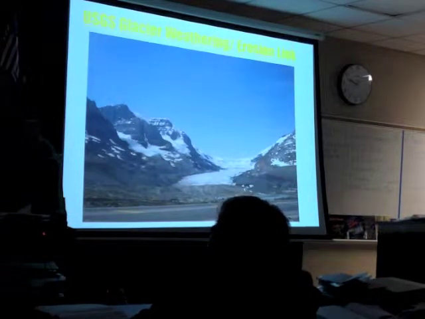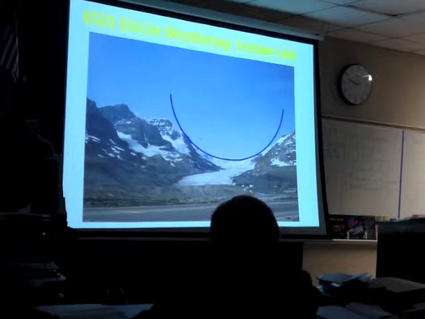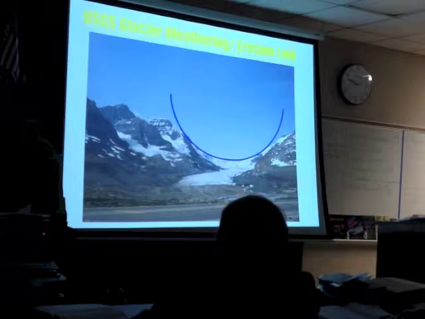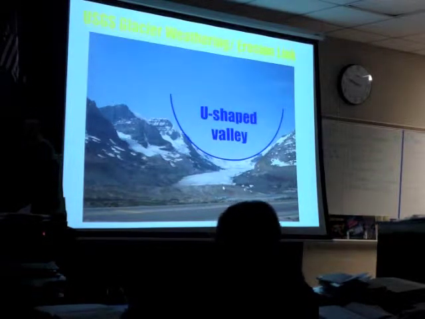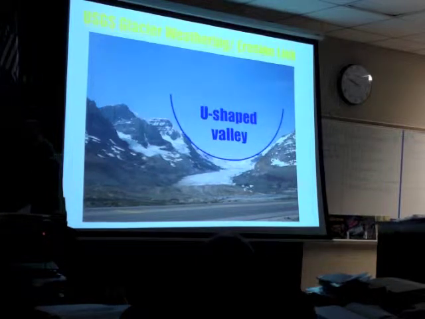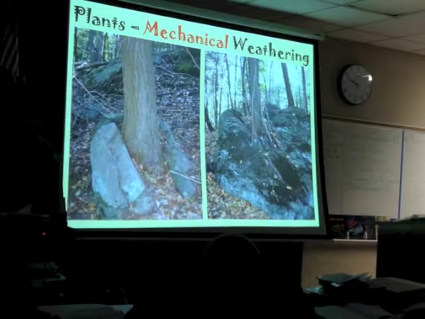Usually, if you look at a glacier, you're going to see that there's this U shape. That U shape, or that valley, is formed because this glacier moved in. Just like a river. Rivers tend to leave behind a valley, a canyon, because of that water moving through. U-shape. Okay. Plants can also do mechanical weathering because the roots are breaking the pieces down.